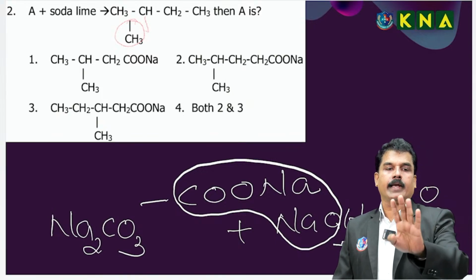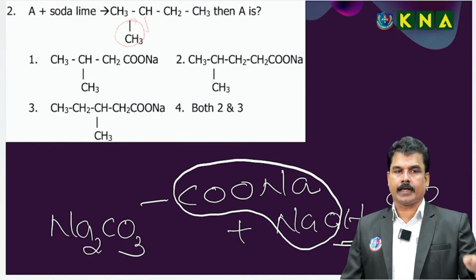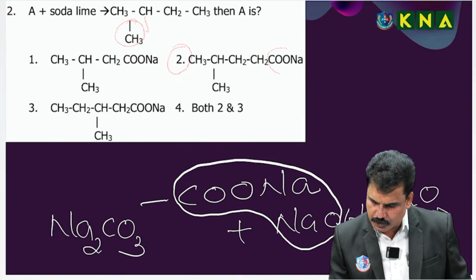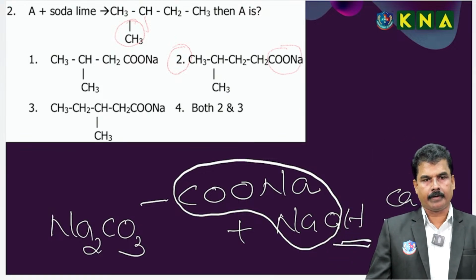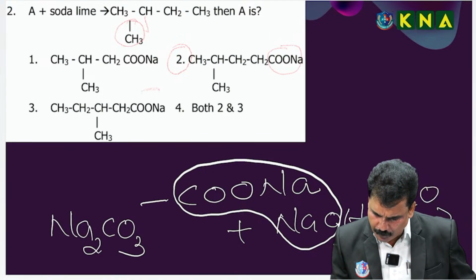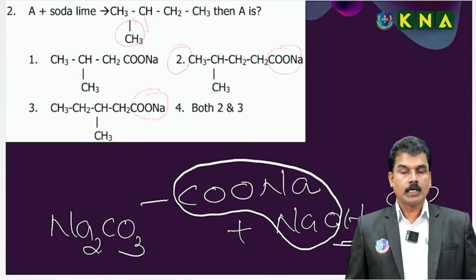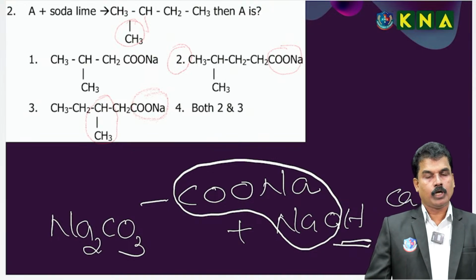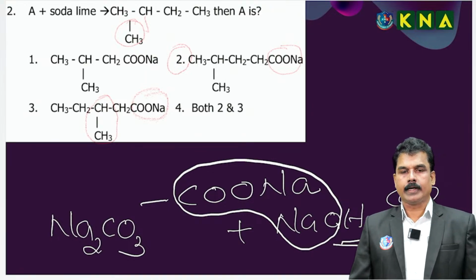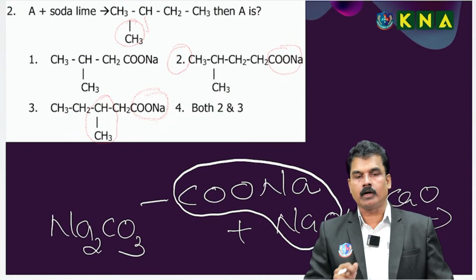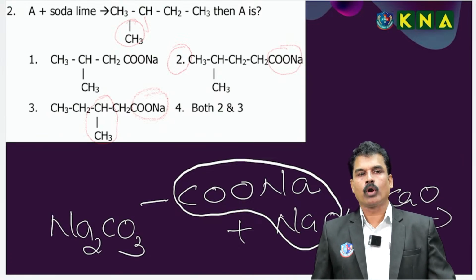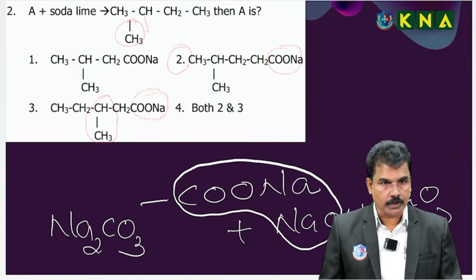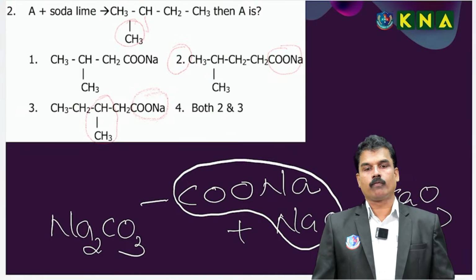So when COONa is removed from the given options, in which case are you getting isopentane? See the second molecule. When you are removing this COONa, you will be getting isopentane. And the third molecule also, when you are removing this COONa, it is the same molecule: the CH3 on the right side is on the second carbon atom. So both 2 and 3. On decarboxylation, you are getting the given molecule isopentane, or 2-methylbutane. Clear now? The process is decarboxylation, removal of carbon dioxide.